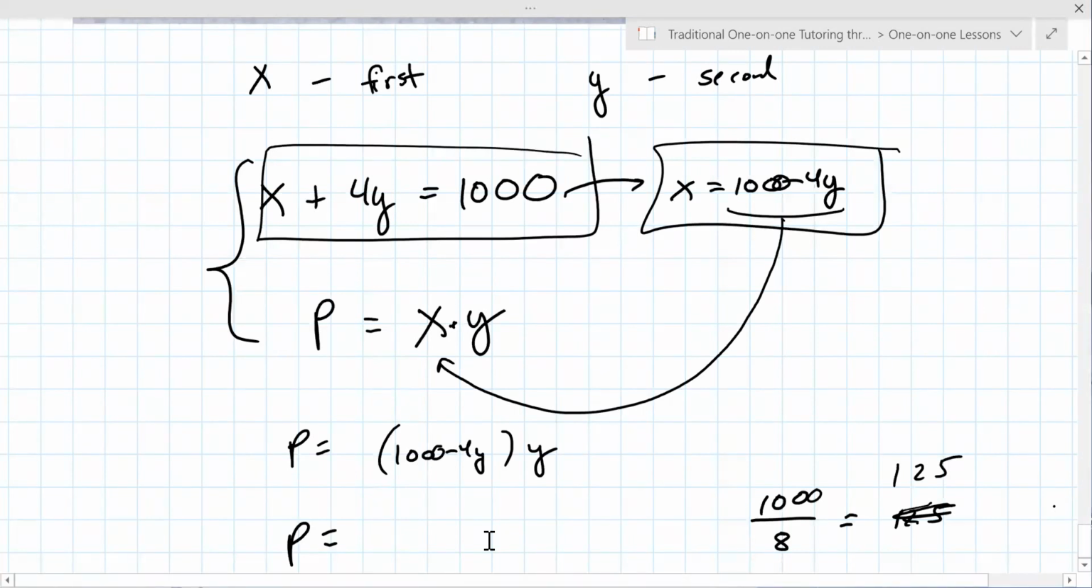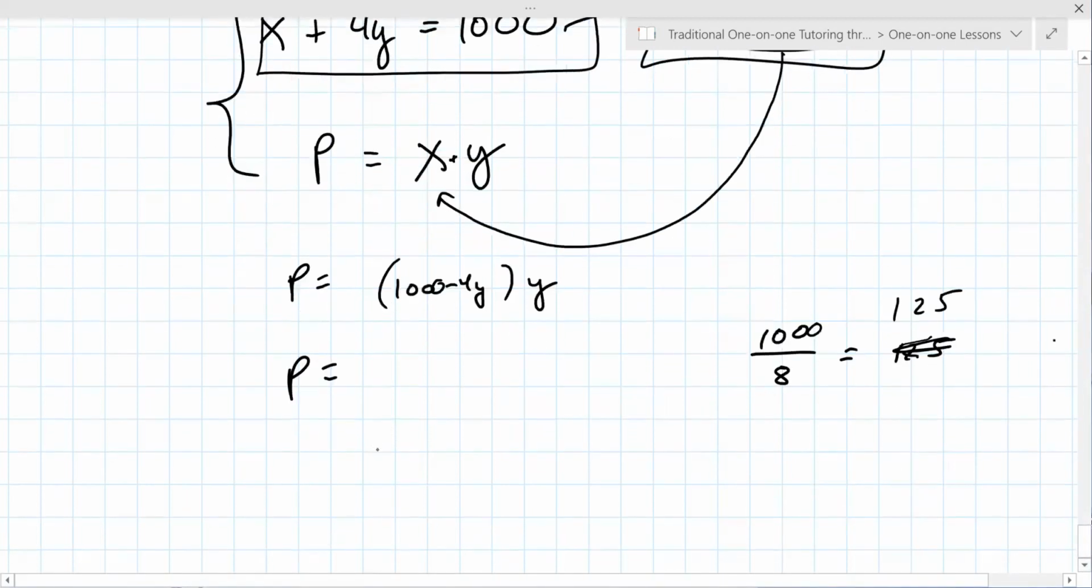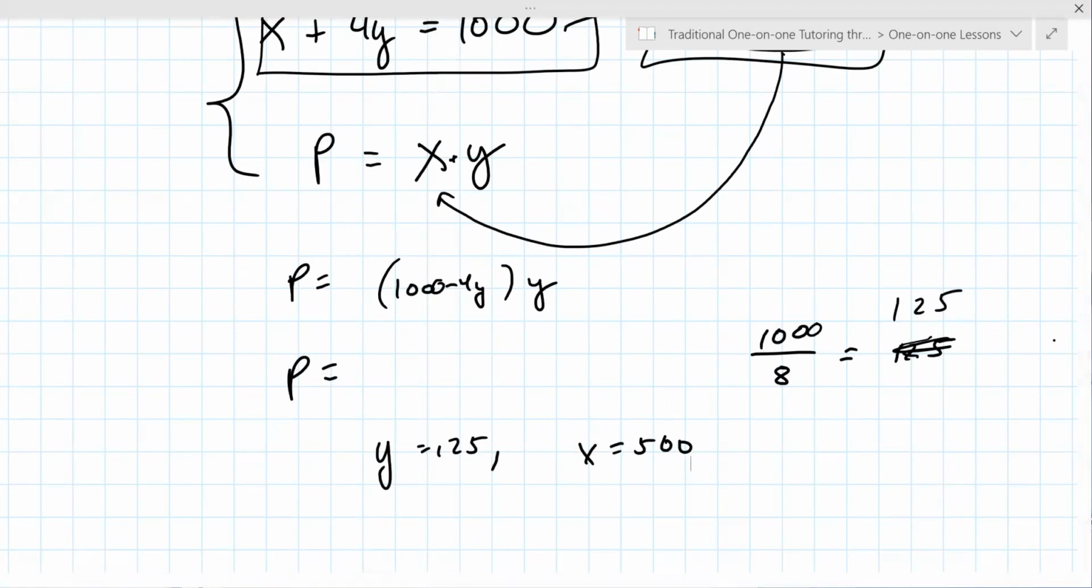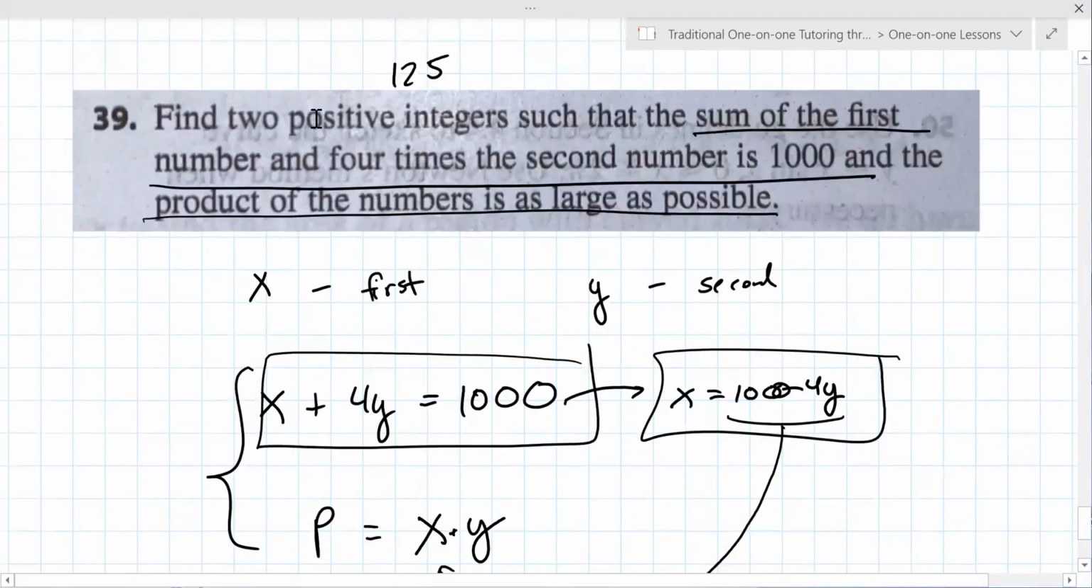Okay, so it should be like x is 500. Yep. Okay, so y is 125, x is 500. If it wanted the product, you'd have to multiply those together. It just says though to find the two positive integers.